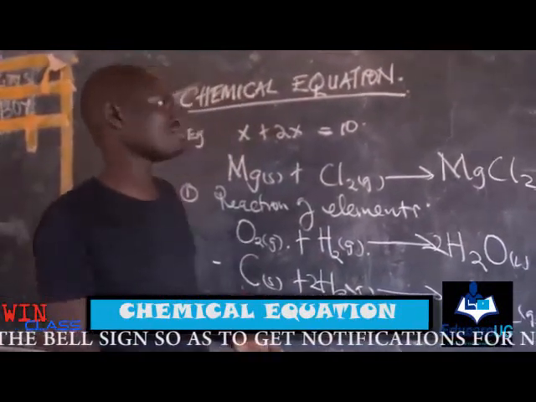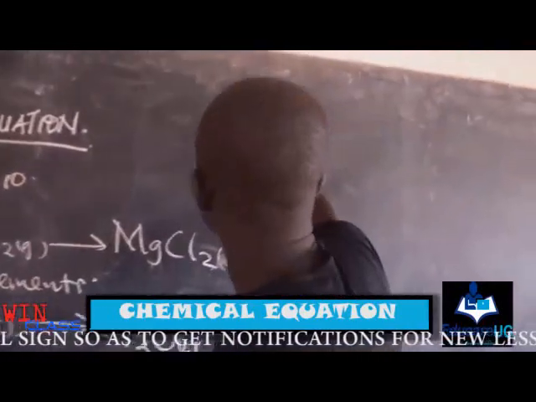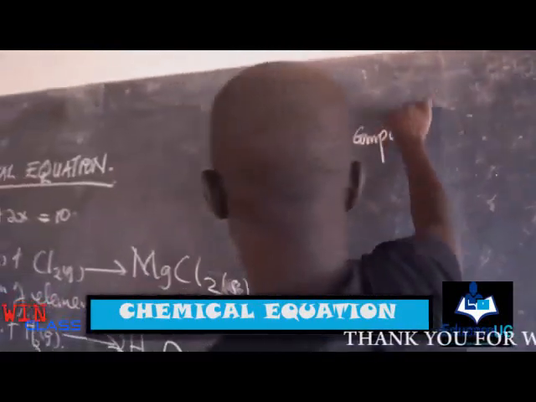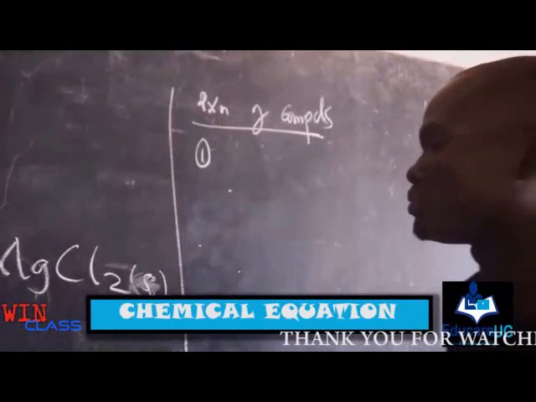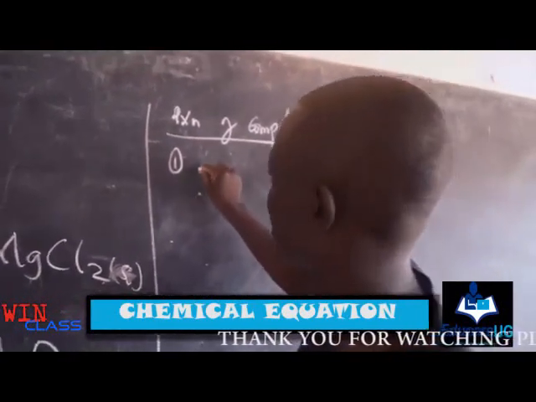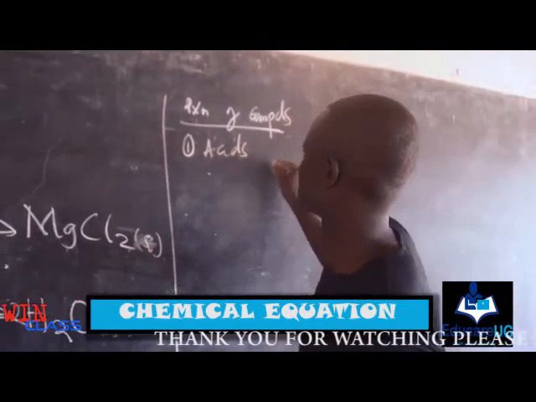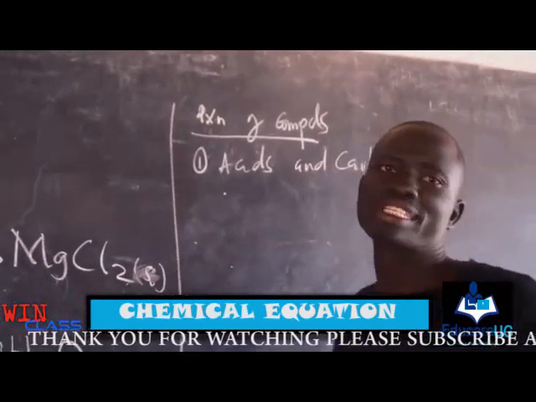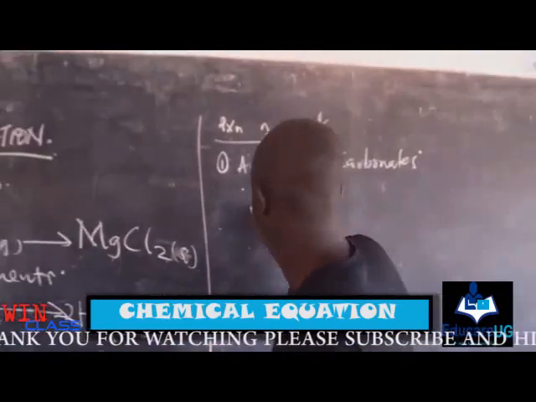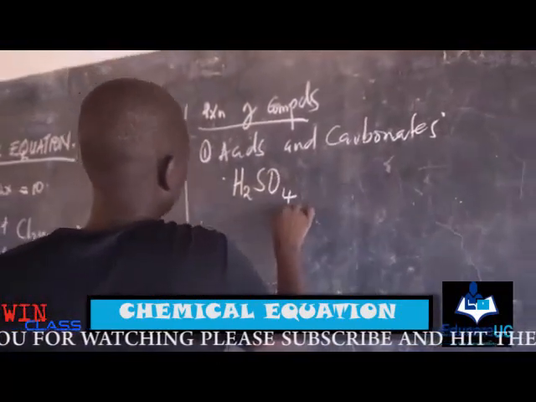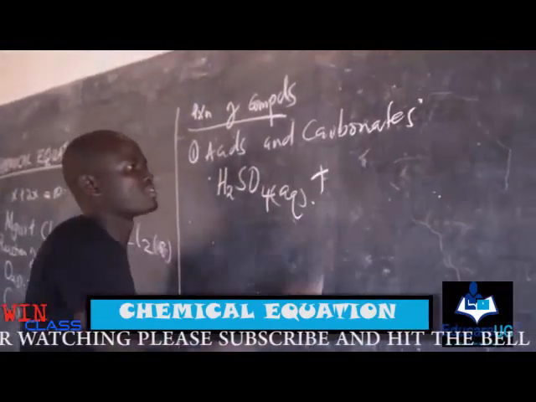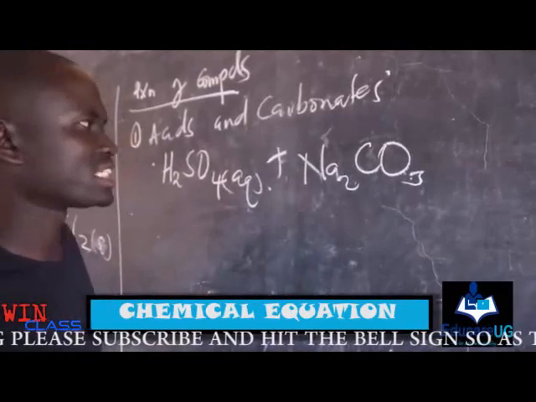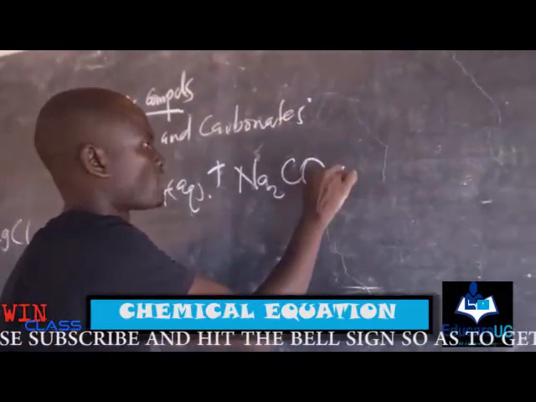So we can also have reactions of compounds. Here we can have, for example, a reaction of acids and carbonates. If we take an acid such as sulfuric acid, which exists in aqueous state, combining with a carbonate, for example of sodium, that is sodium carbonate, which can be in solution form or in solid form, whichever.